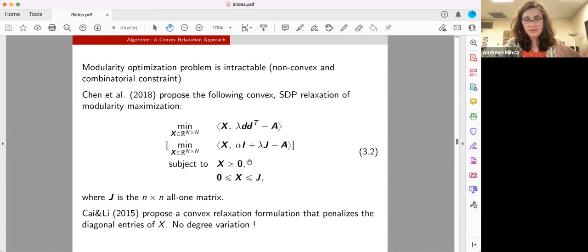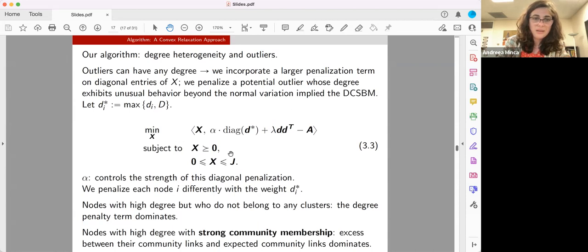And some technicalities here from this particular statement of the problem. You need to take care of this heterogeneity, and this is done by introducing these penalty terms. What we have here in terms of penalty is a penalty on the diagonal term, and what this will do is penalize a potential outlier whose degree is unusual, whose degree is beyond the normal variation that would be implied by a stochastic block model.